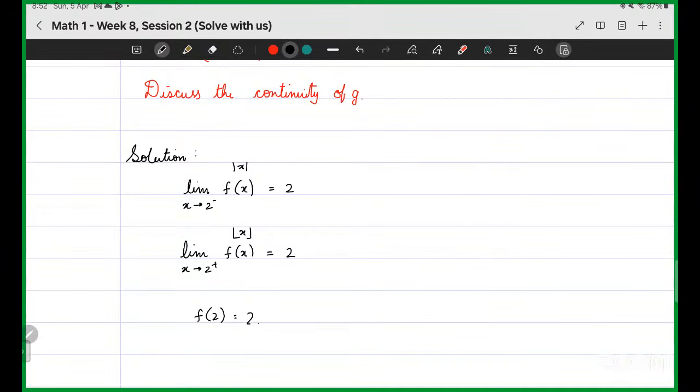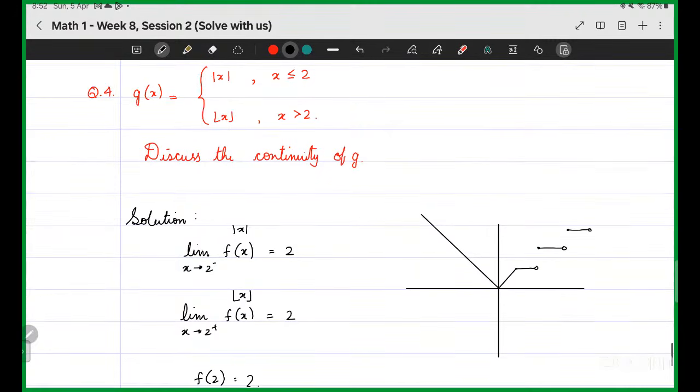What would the graph look like? Roughly, it is mod x until some point, so you'll have this V-shaped graph until 2, and then it becomes like the floor. Something like this. Now, at what points is it not differentiable?